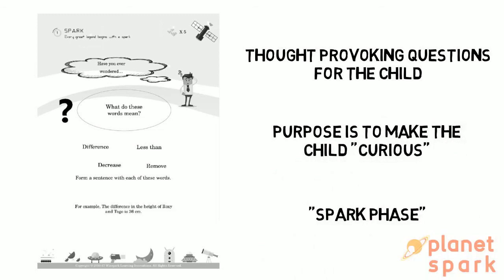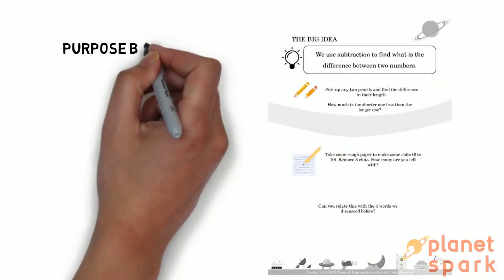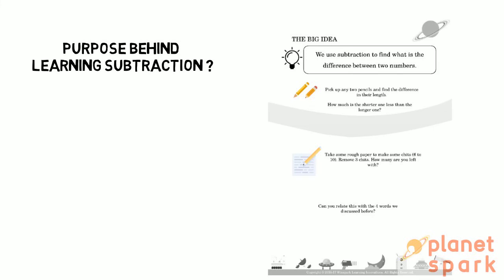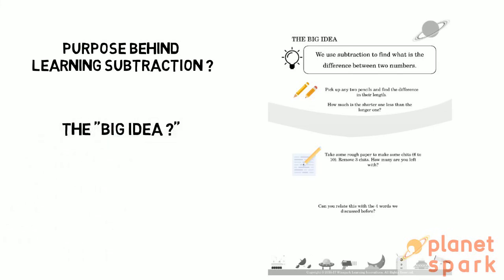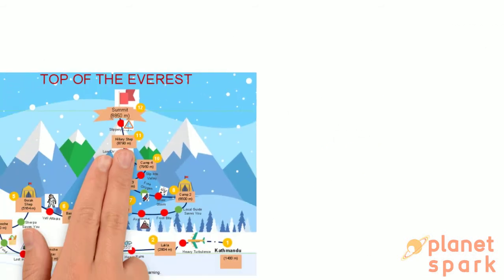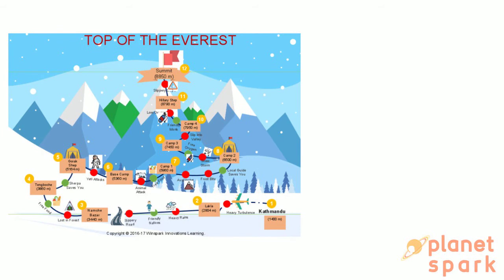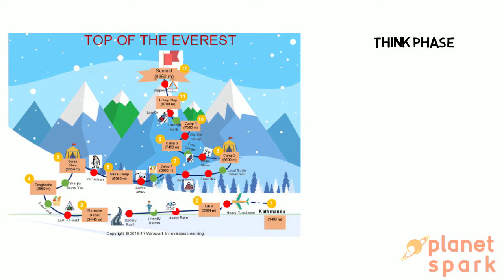Now let's flip over to the next page, the third page of the sample module. Here we mention the big idea or the purpose behind learning subtraction and what exactly it means when we subtract two numbers. Here the child continues to be in the curiosity phase, that is the spark phase. So what happens next? Next, we move over to another exciting phase of the student module, the game phase, or what we call the think phase.